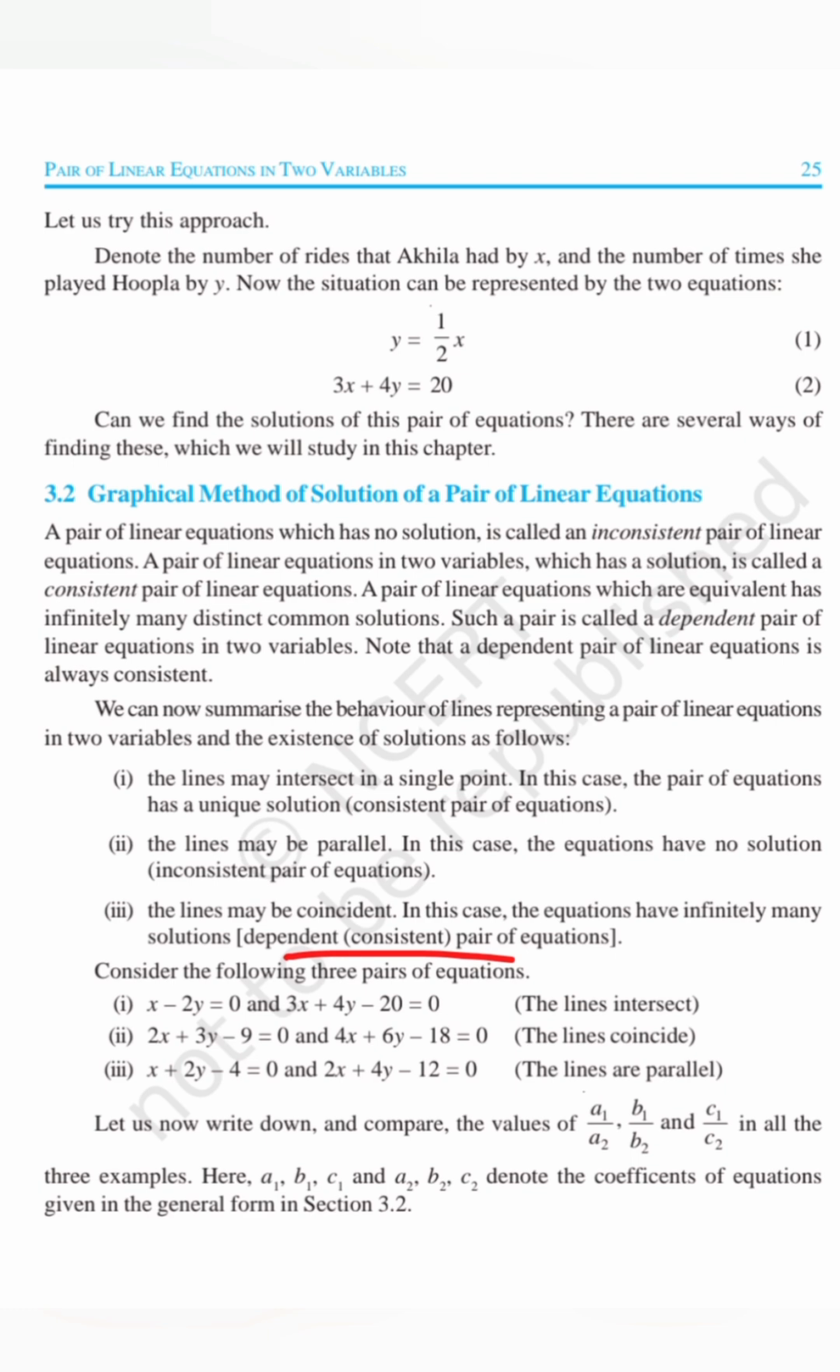Now they have given three pairs of equations. If you consider these two equations and draw the graph for them, you can see that the lines intersect. It means it has only one solution, a unique solution, because they intersect at only one point.